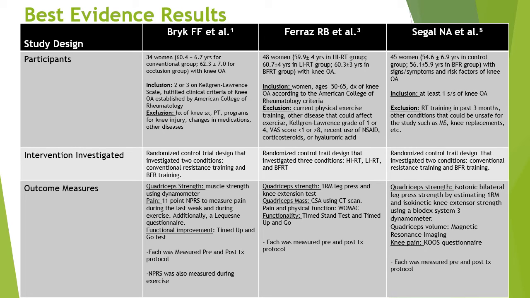This slide goes into the participants of each study, the intervention investigated, and the outcome measures. The 2 outcome measures that we were concerned with in regards to our topic were quadriceps strength and knee pain. Quadriceps strength was measured via 1 rep max and dynamometers, and pain was measured via the NPRS questionnaire, the WOMAC questionnaire, and also the KOOS questionnaire. Every measure was measured in the beginning and post-treatment in each study.